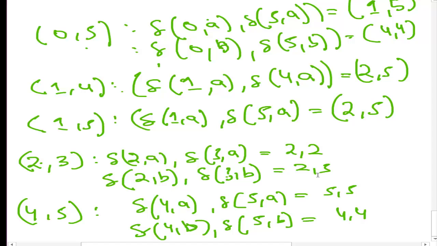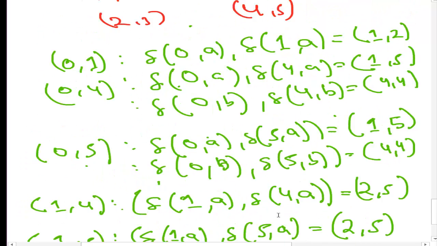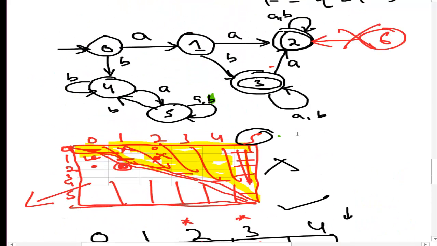The same is with 4 5. 4 on A and 5 on A go to 5 5, the same state. And we check for B. 4 on B goes to 4, and 5 on B goes to 4, that is the same state, 4 4. So again, our table has no info for that. So we conclude that we can't say that they are distinguishable, and this will be our final table now.